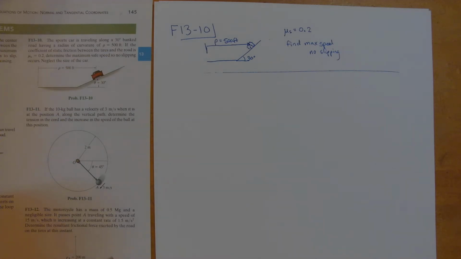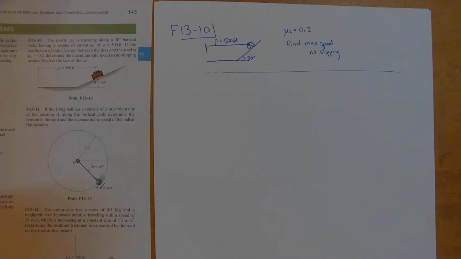This is Fundamental Problem 10 from Chapter 13. The sports car is traveling along a 30-degree banked road having a radius of curvature of 500 feet. If the coefficient of static friction between the tires and the road is 0.2, determine the maximum safe speed so no slipping occurs. Neglect the size of the car.